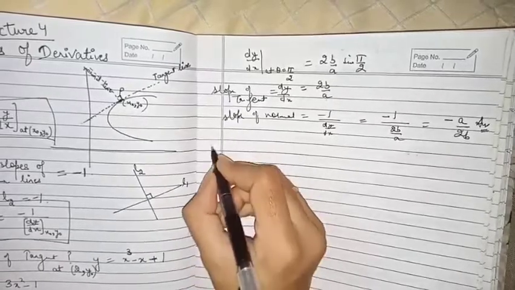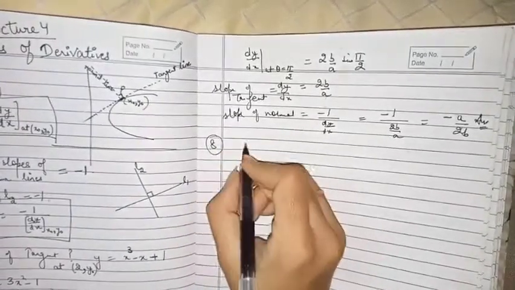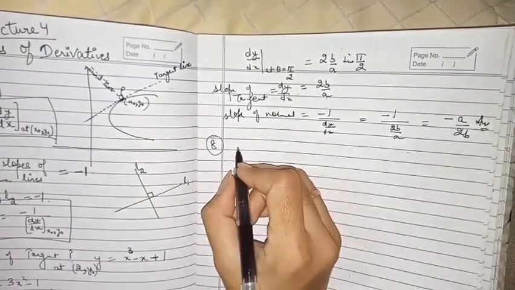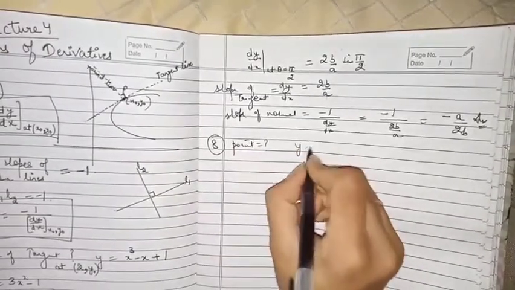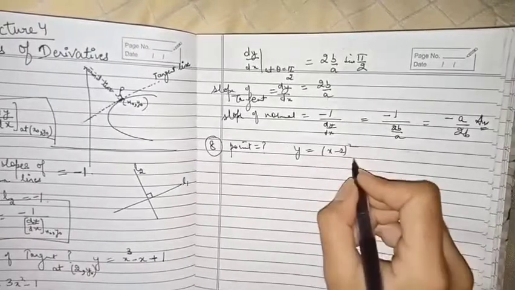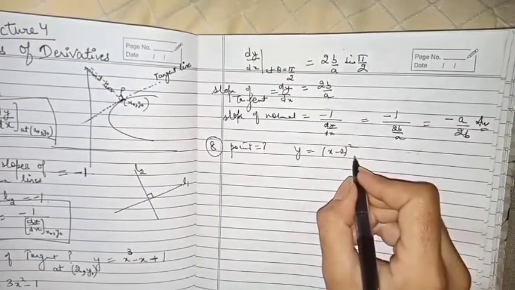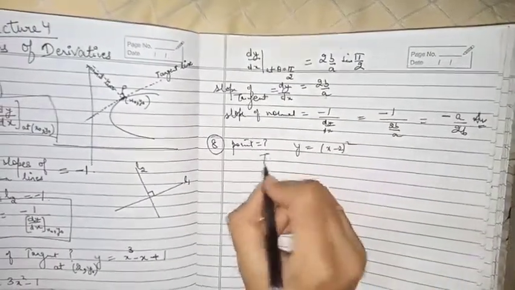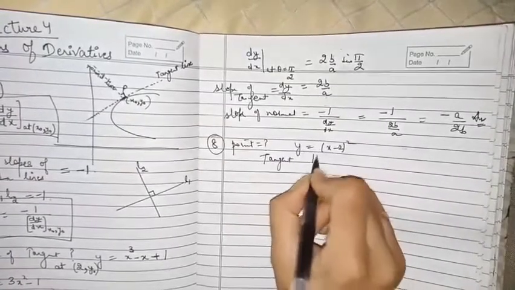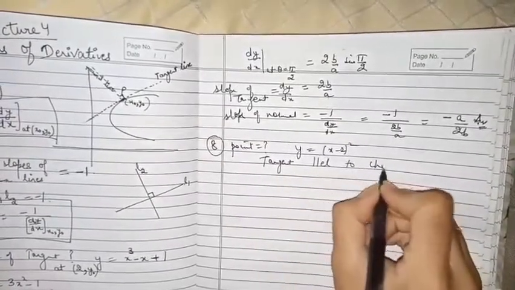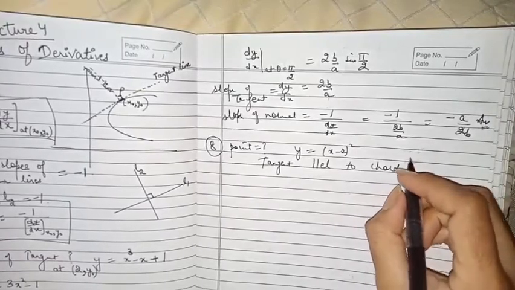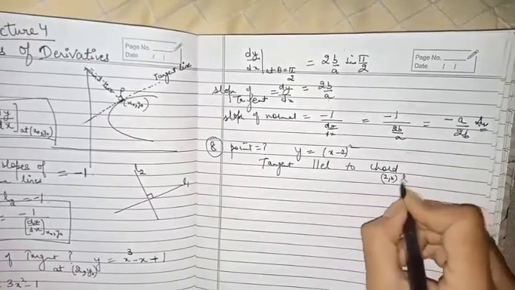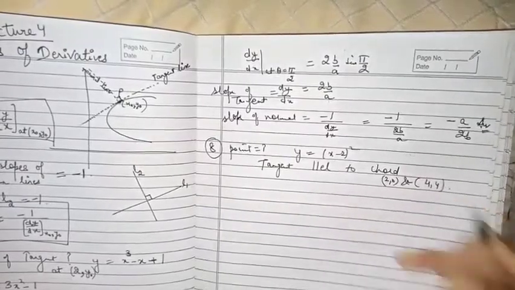Let us do the next question. Question number 8. In the question, find a point on the curve. We need to find the point. This is my question. The curve is given as y equals x minus 2 whole square, at which the tangent is parallel to the chord, and the chord is made by joining the points (2, 0) and (4, 4).